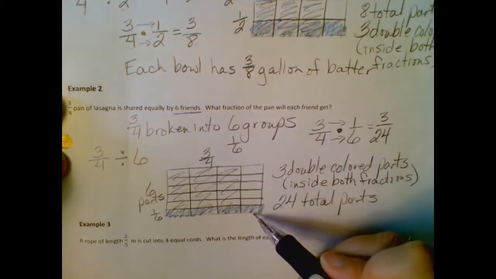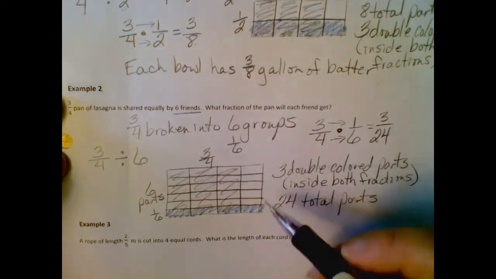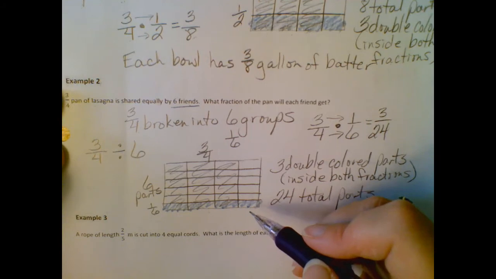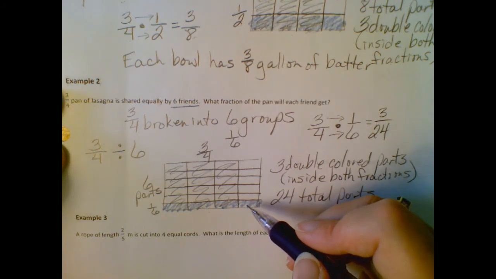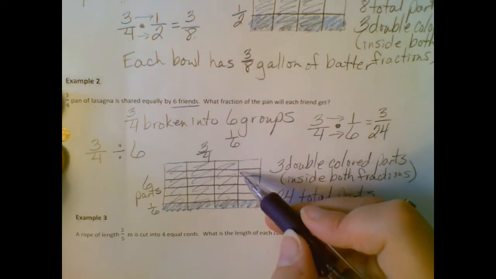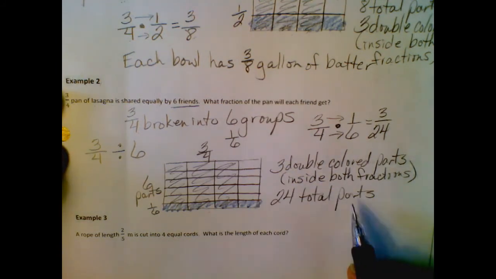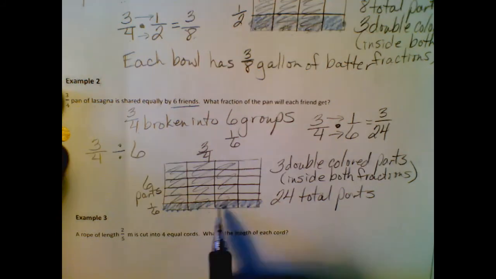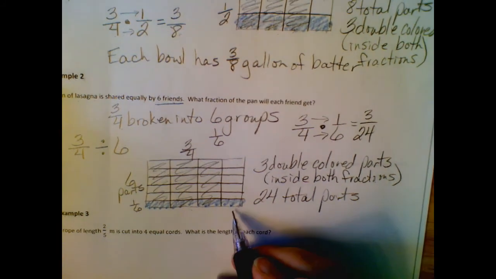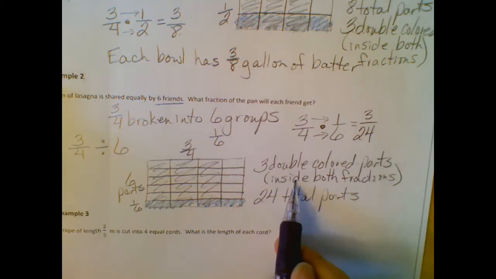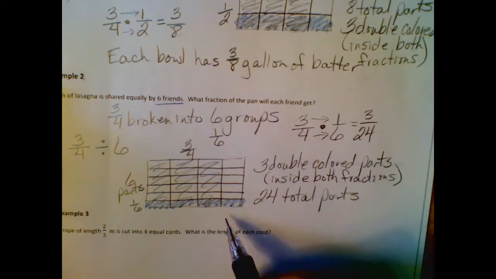Now, these 6 are not here, but that is still considered some of the parts, because if it was a whole, it would still be broken into those 6 pieces. So I still need to count these as the total parts, just not as the parts that are inside 3/4 and inside 1/6. So this I can see really, really easily. It's 3 parts that are inside both fractions, double shaded, out of the 24.